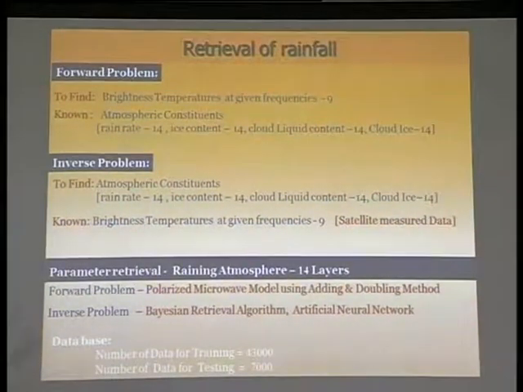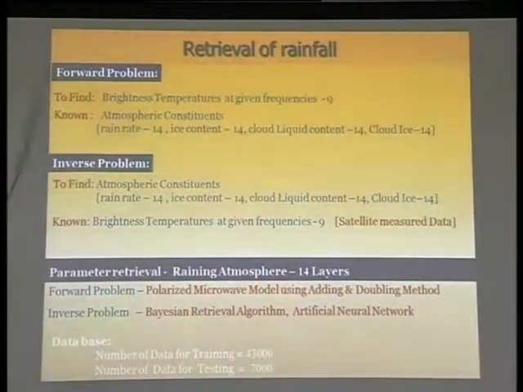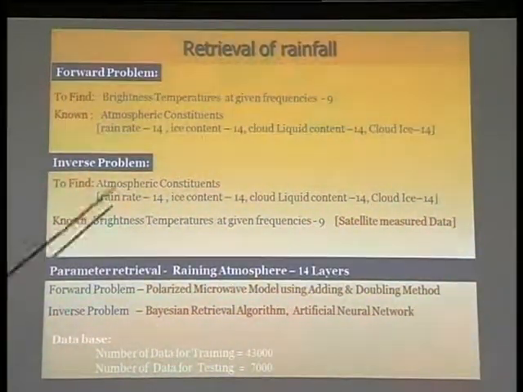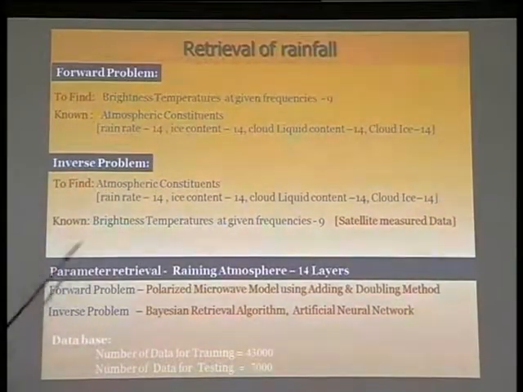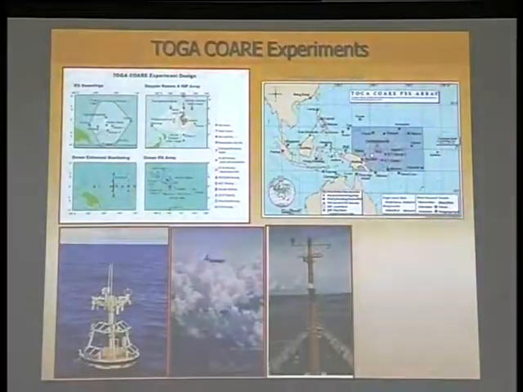So, the retrieval of rainfall. The forward problem is to find brightness temperatures given atmospheric constituents. The inverse problem is to find atmospheric constituents given the brightness temperature. The forward model is a polarized microwave model. For the inverse, we have used Bayesian retrievals. This I have explained before.